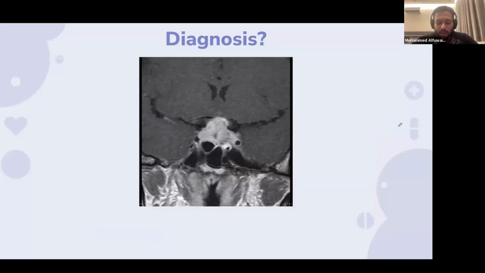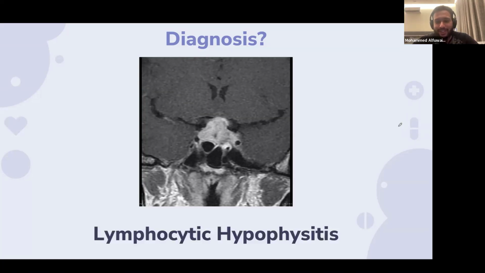Now you have a female who just gave birth, let's just say 2 weeks ago, presents to you with signs of hypopituitarism and massive headache. What do they have? It's not immediately after birth. They did not have postpartum hemorrhage. Exactly. Excellent. Lymphocytic hypophysitis. Okay.